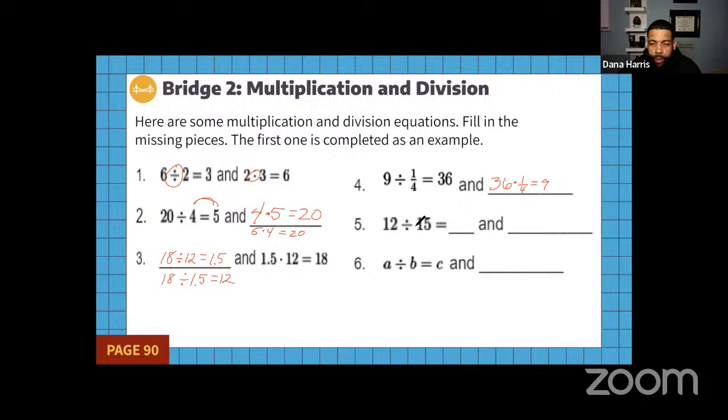Notice this one as well. 12 divided by 15 is what? 0.8. Or you could say 4/5 if you want to write it as a fraction. So we could also say 0.8 times 15 equals 12. Actually, we would have to do that one like that. All right. But you could also do the 4/5 as well.